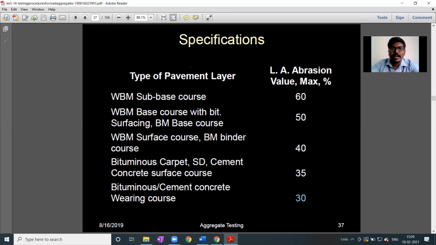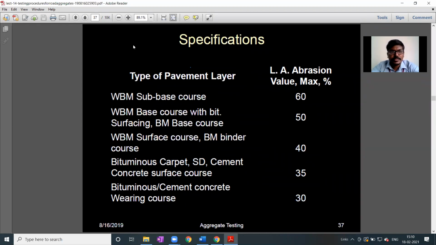Top layers should always consist of materials having higher hardness property, higher toughness property, higher wear resistance property. Whenever I say higher toughness, the impact value should be 20-30. Whenever I say higher hardness, the abrasion value should be 30-35-40. Least percentage of abrasion means least disintegration or least powdering of the aggregates because of whatever load is coming.